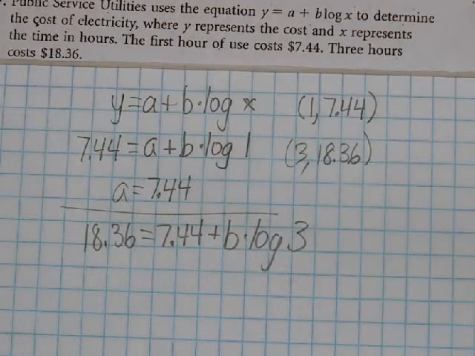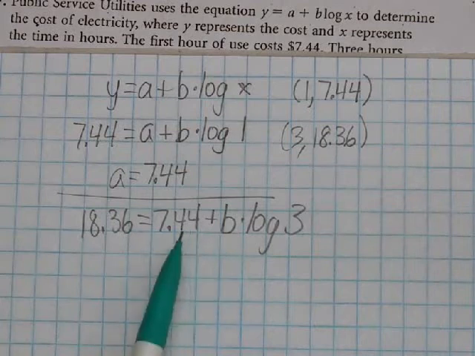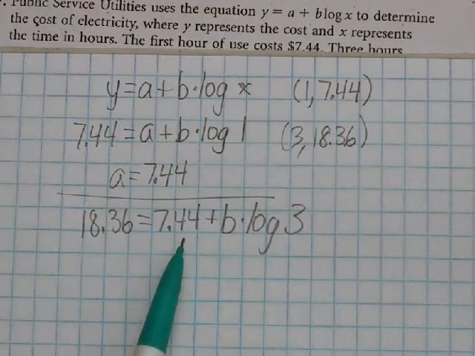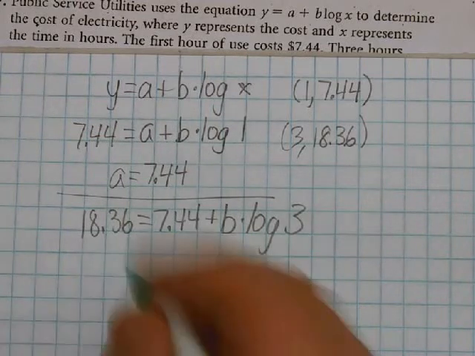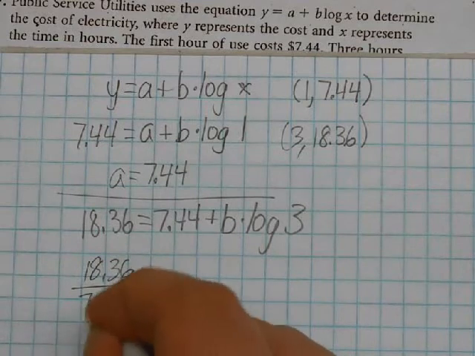Now I need to solve for b, and then I can write my equation. My recommendation is to get the log expression, or b times the log expression, by itself. So I'm going to divide both sides by 7.44.